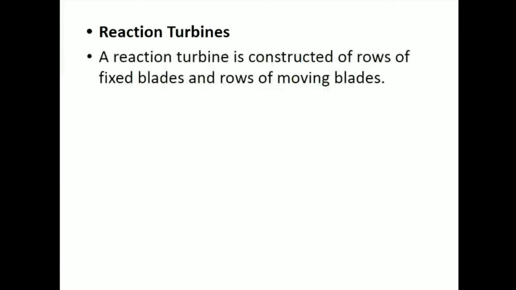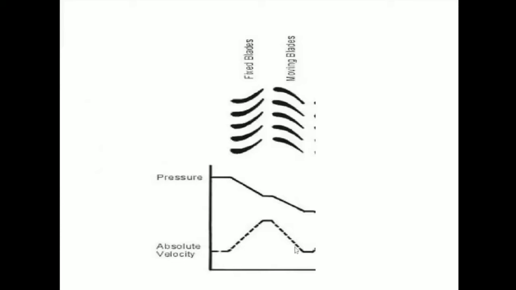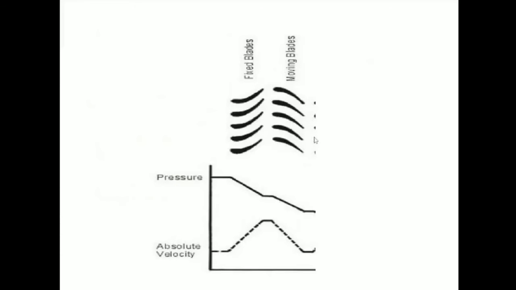Next is the reaction turbine. A reaction turbine is constructed of rows of fixed blades and rows of moving blades. The fixed blades act as nozzles. The moving blades move as a result of the impulse of steam received and also as a result of expansion and acceleration of the steam relative to them.